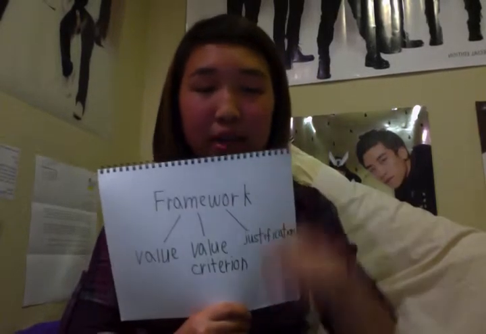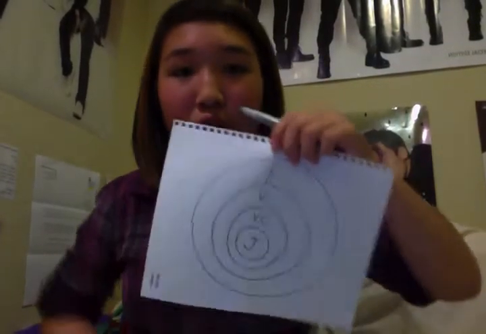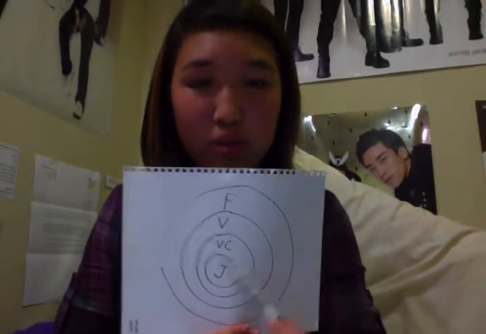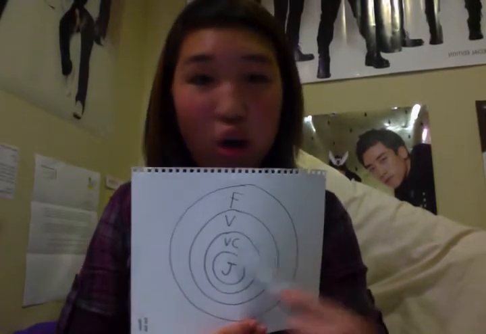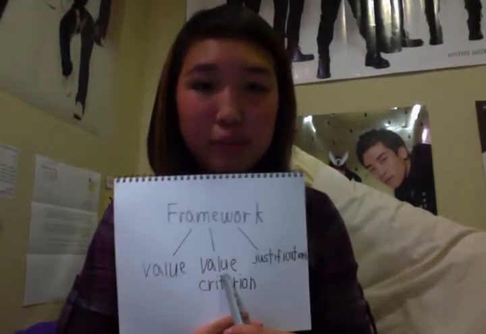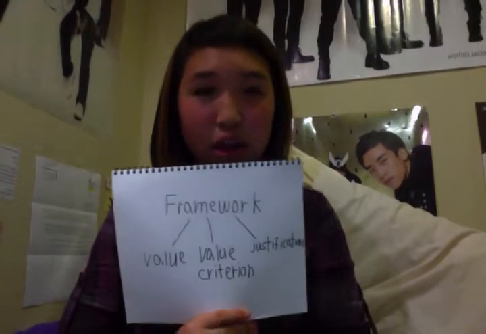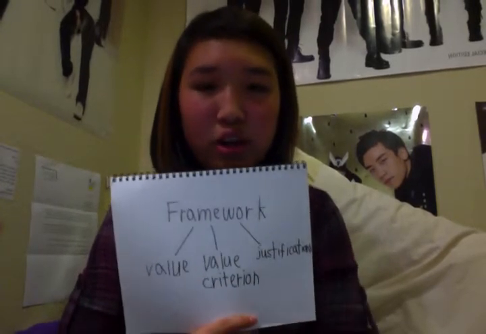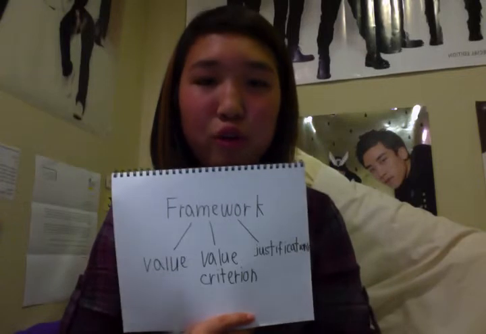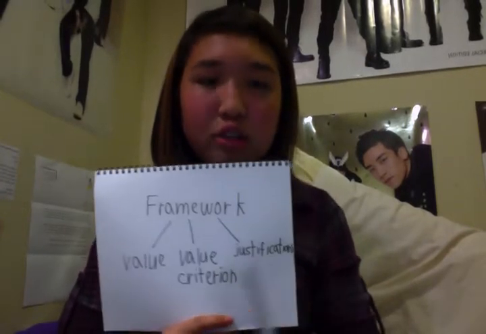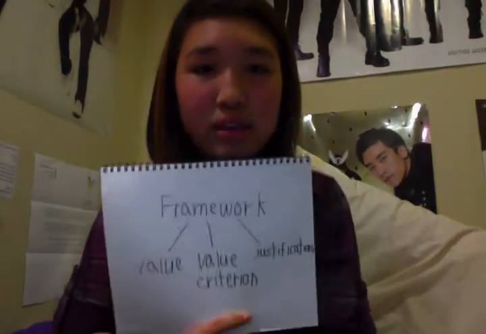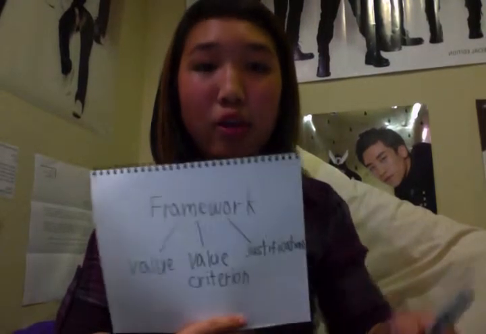The value is the biggest thing that you're going to support. Everything under the value links back into the value. Like the value criterion and the justifications, they're all supporting the value, morality or justice. Next part, value criterion. What is a value criterion? A value criterion is how you are going to achieve your value. The value criterion is usually a phrase or a sentence about how you're going to achieve your value. And then your justifications. The justifications are basically, why is your value criterion better than other people's value criterion?